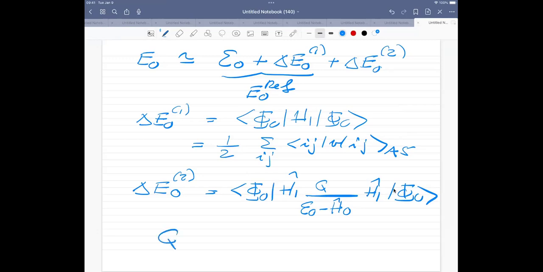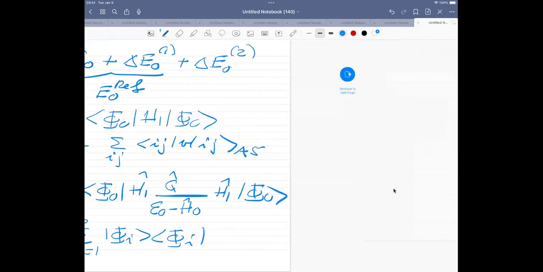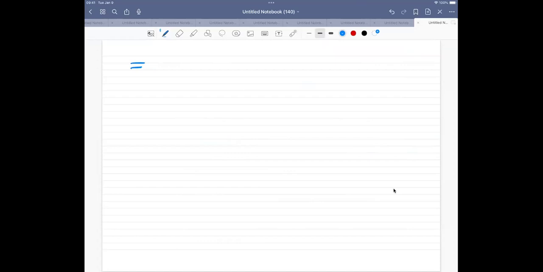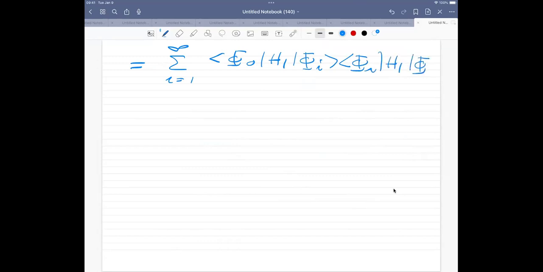If we also remind ourselves that this projection operator Q is simply a sum over all the states, now up to infinity, of phi of I, phi of I, then we can plug that in. And what we get is a sum over all the states I equal 1 to infinity in principle. And then I'm going to have a phi 0 of h of I, and now I have a phi of I of h of I phi 0.